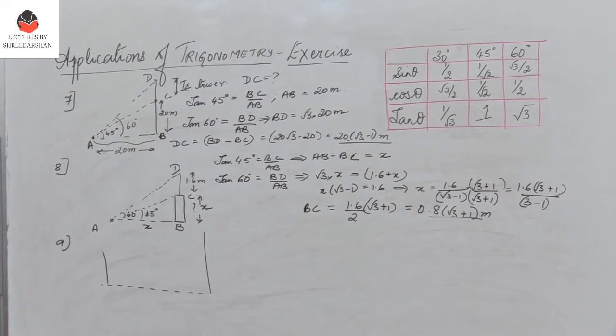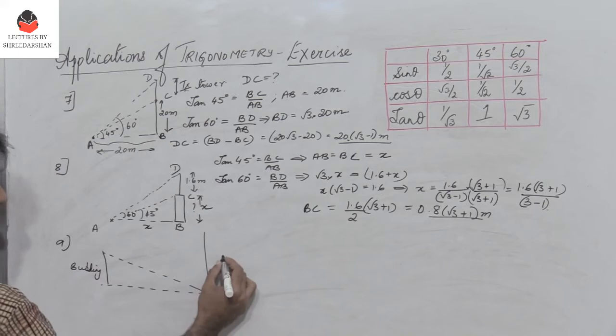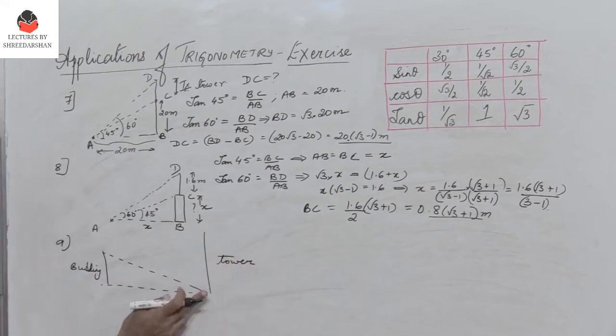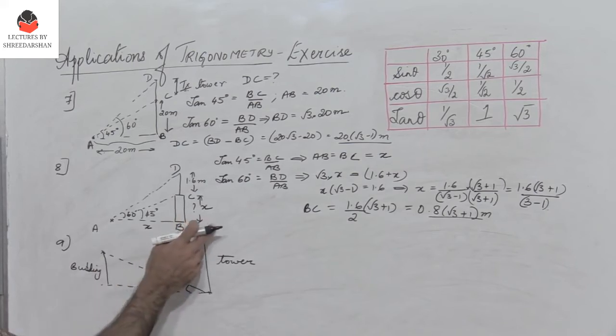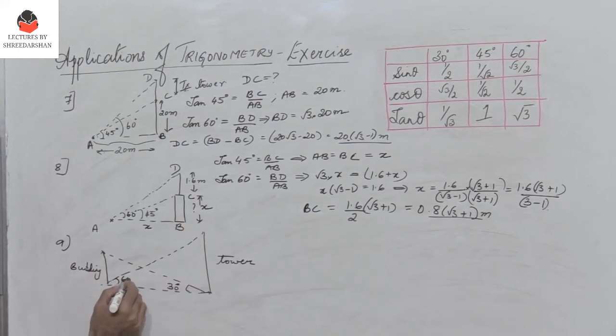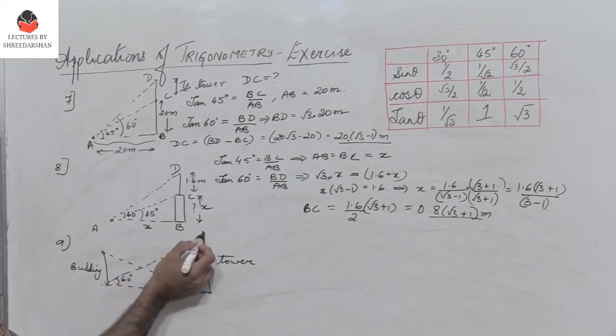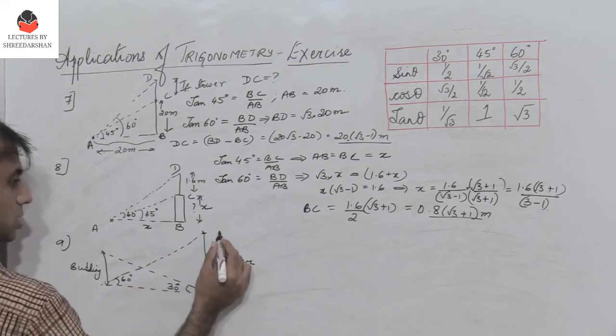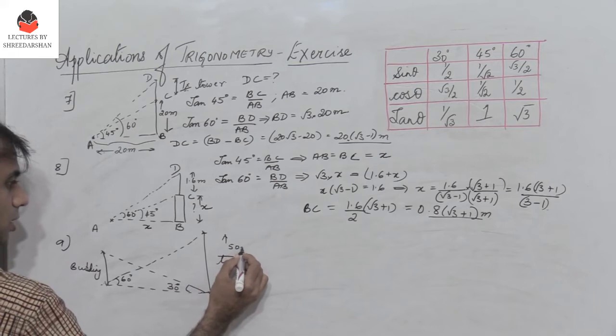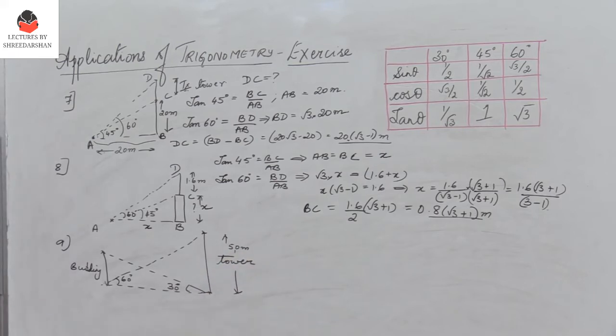It's been given that the angle of elevation of the top of the building from the foot of the tower is 30. So let this be the building and let this be the tower. From the foot of the tower to the top of the building it is 30, whereas the angle of elevation of the top of the tower from the foot of the building is 60. If the height of the tower is 50 meters, then I need to find the height of the building.